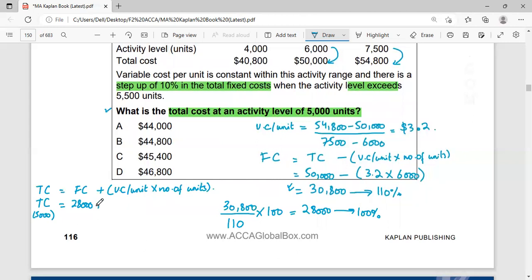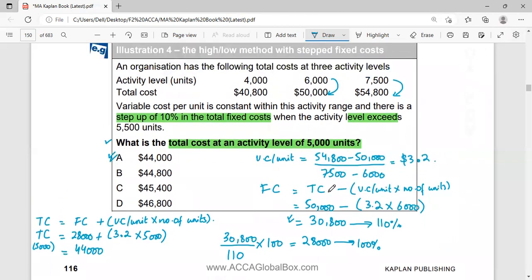So now the variable cost per unit is the same. The variable cost per unit is 3.2. And what will be the number of units? 5,000. Yes, 5,000. So calculate it and tell me the answer. It's 44,000. So 44,000 will be your right answer. Clear? Okay. Yes, it's clear.